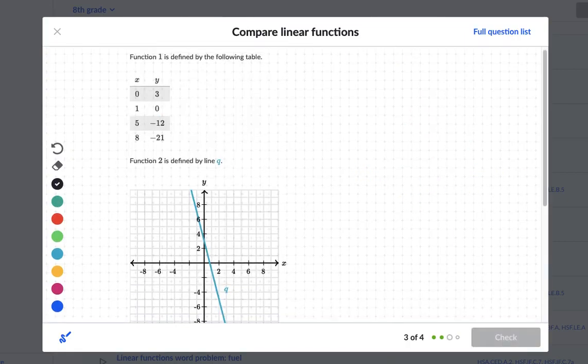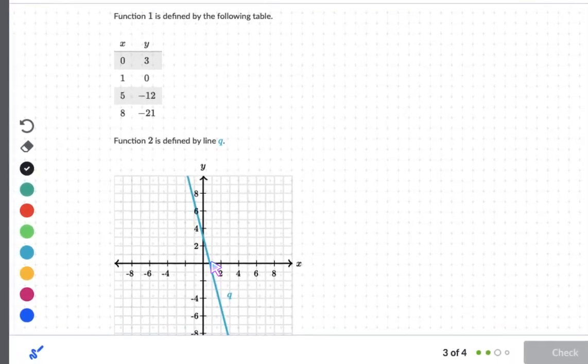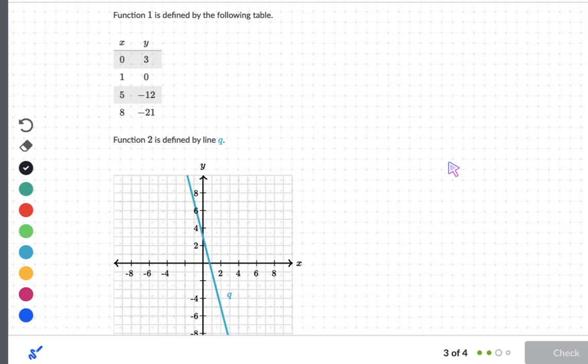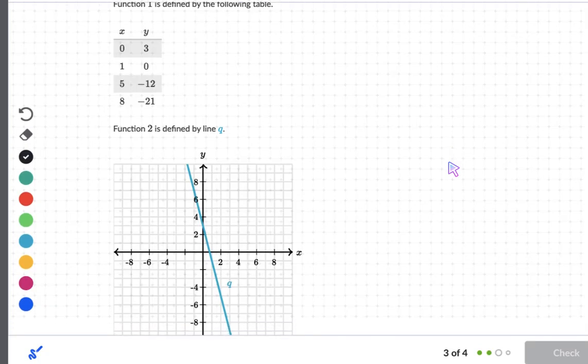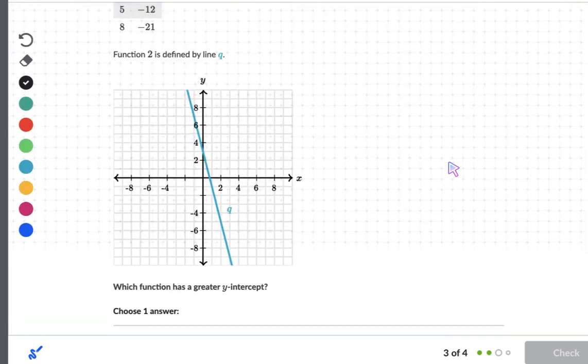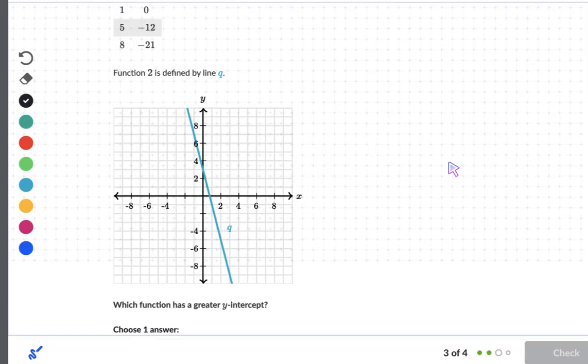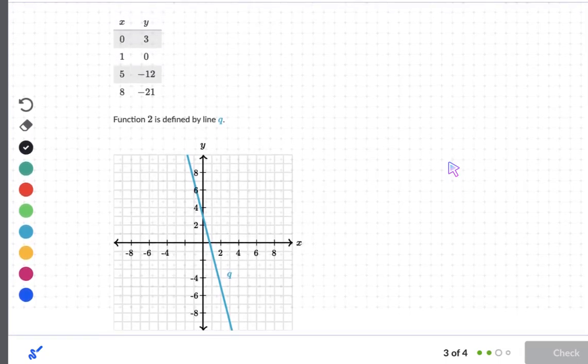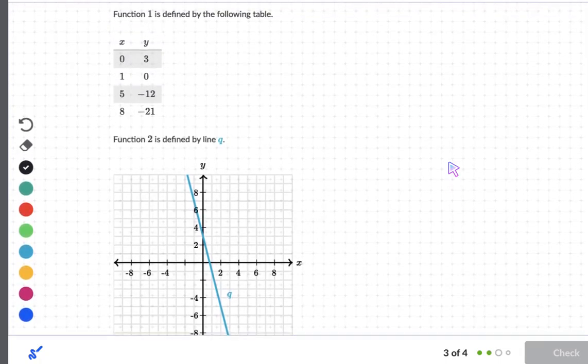All right, this question is also giving us two functions that we need to compare. Function 1 is defined by the following table, and function 2 is defined by this line. They want to know which function has a greater y-intercept. So you're going to find the y-intercept for both of them and then compare. Go ahead and pause the video and try it on your own first.